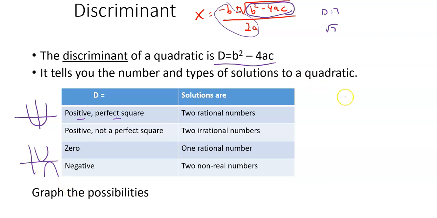If the discriminant is negative, you're going to end up with one of those cases where the parabola is up here somewhere, and it just never crosses the axis. So when you get two non-real numbers, those values are saying it doesn't cross the x-axis at all, because those values that you get when you solve the quadratic are the places where the graph crosses the x-axis. Well, if your answers are not real, then there's no place where the graph crosses the axis.